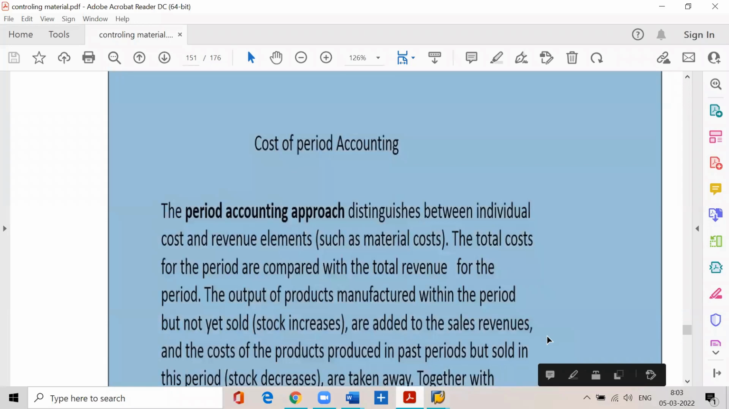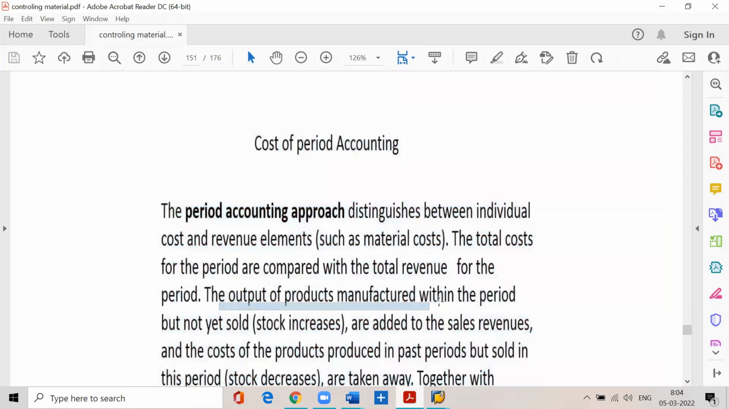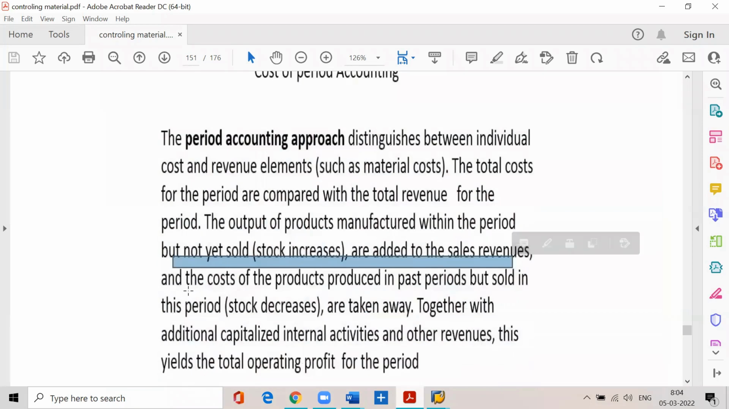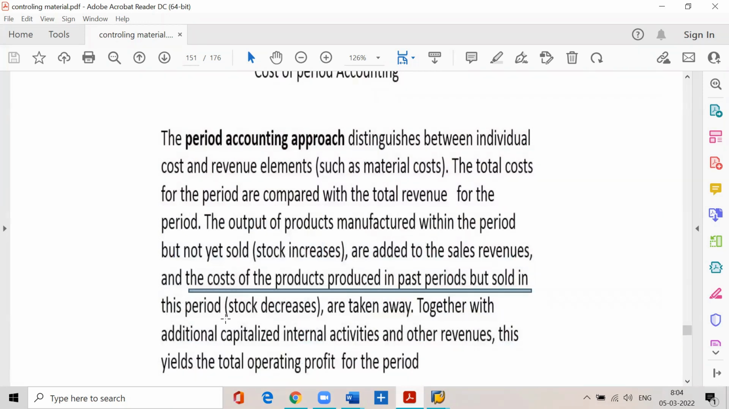We are showing the closing stock on the credit side of the P&L account. That means sales is shown on the credit side and closing stock is also shown on the credit side. The closing stocks are added to the sales revenue at the cost of production. The products produced in past periods but sold in the current period, that is stock decreases, are taken away.